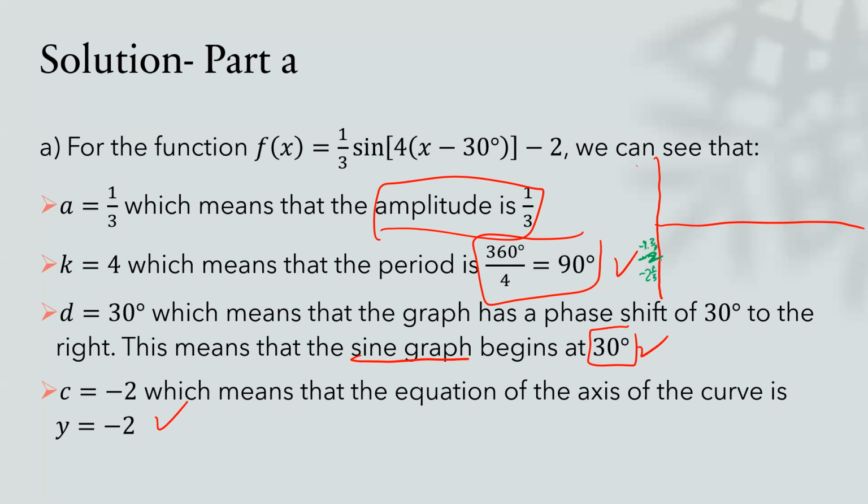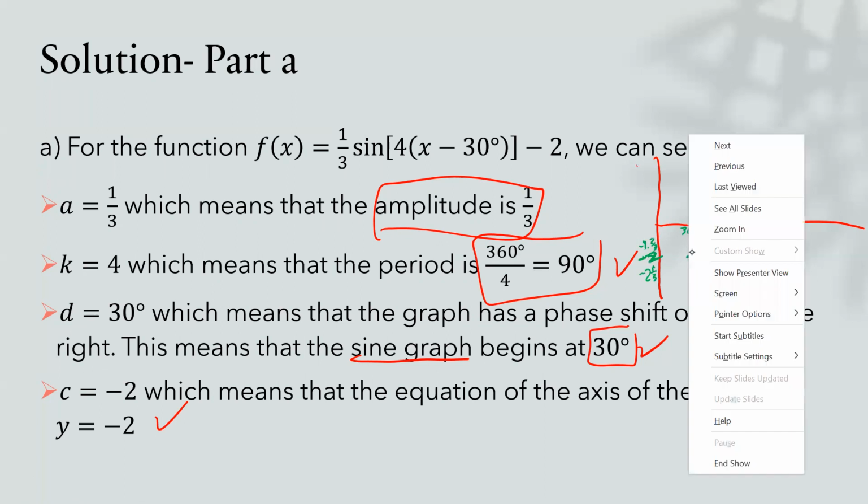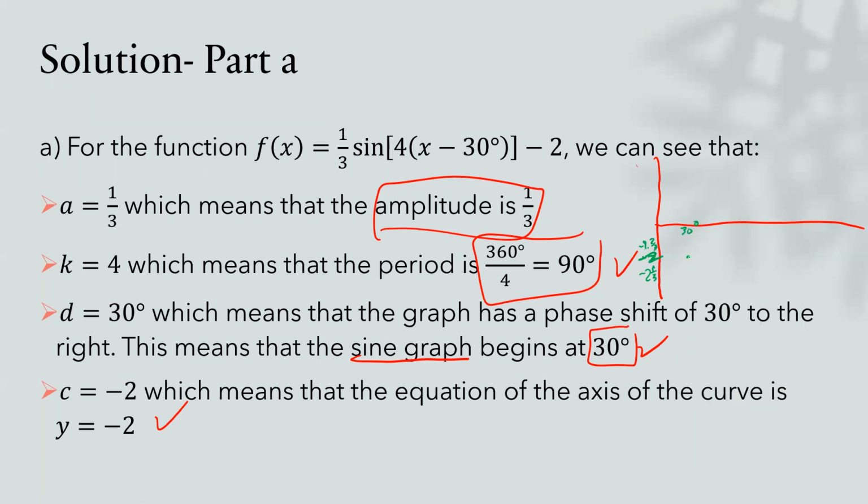So the graph kind of roughly looks like this. So you start with 30 degrees right here. And again, remember the sine function starts right at the equation of the axis of the curve, and then it goes up. So it's going to look something like this. It's going to go up like that. And because the period is 90 degrees instead of 360 degrees, that means it's going to end here at 90 degrees.